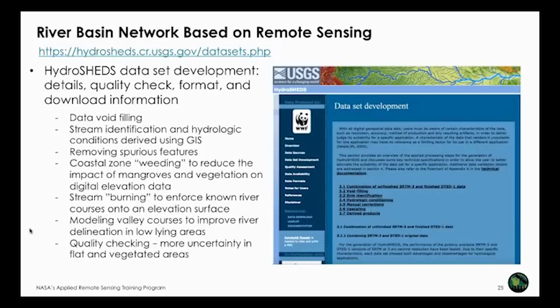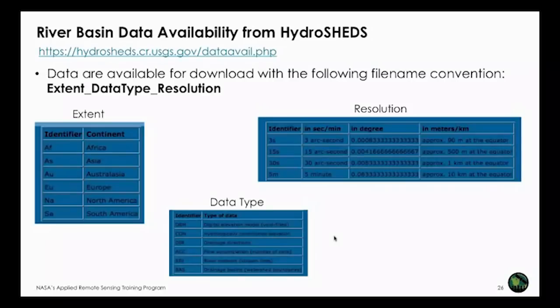Stream burning, or to enforce known river courses onto an elevation surface. So it's matching ground and remote sensing data to make sure that streams are properly represented. That is done. And that is described in here also. Modeling valley courses to improve river delineation, especially in low-lying area, that has also been conducted. And finally, quality checking of river network. And it is found that there is some uncertainty when there is flat and vegetated areas. There are some uncertainties, but then there are some corrections done as mentioned here. So this website has a lot of details about how these data are derived. So we recommend that you go through some of these if you want to know more about data sets.